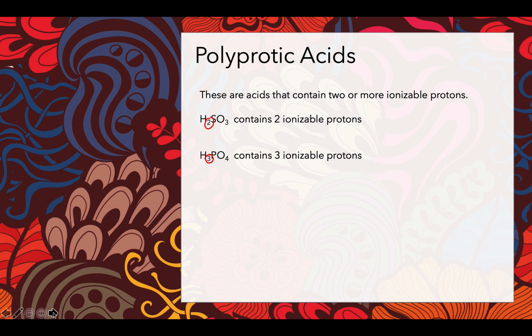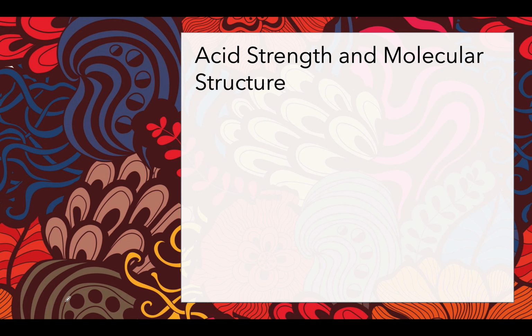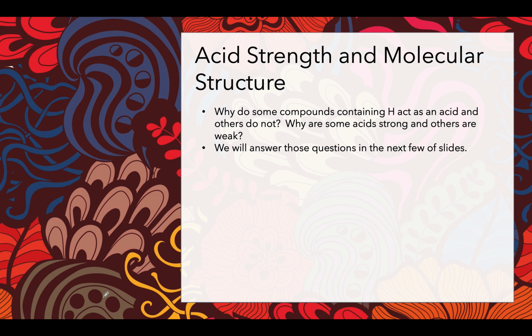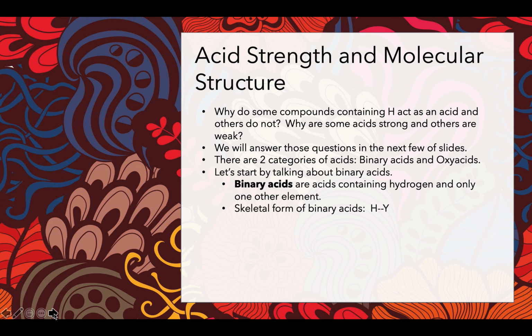That's it, ladies. All right, so now we're into section 10 of chapter 17, where we're going to look at acid strength and molecular structure. So why do some compounds containing hydrogen act as an acid, and others do not? And why do we have some strong acids and others are weak? So we're going to try to answer that question in these next few slides.